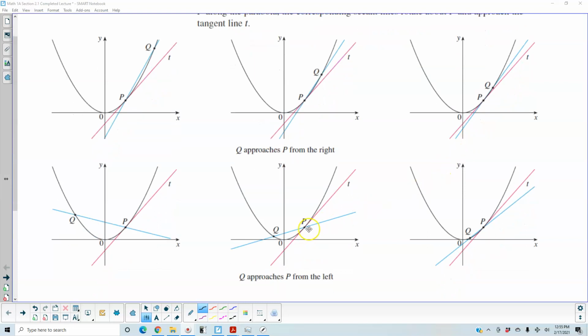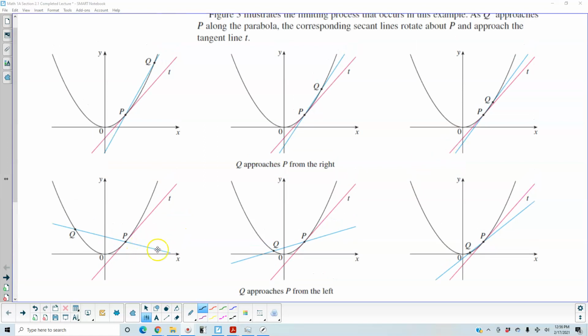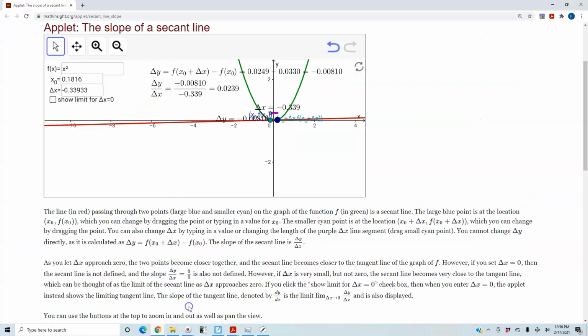And then from here you have a point Q that's on the left side, and it's approaching P from the left. So now let's take a look at an applet that illustrates this parabola and what happens with the secant line and how it meets the tangent line.